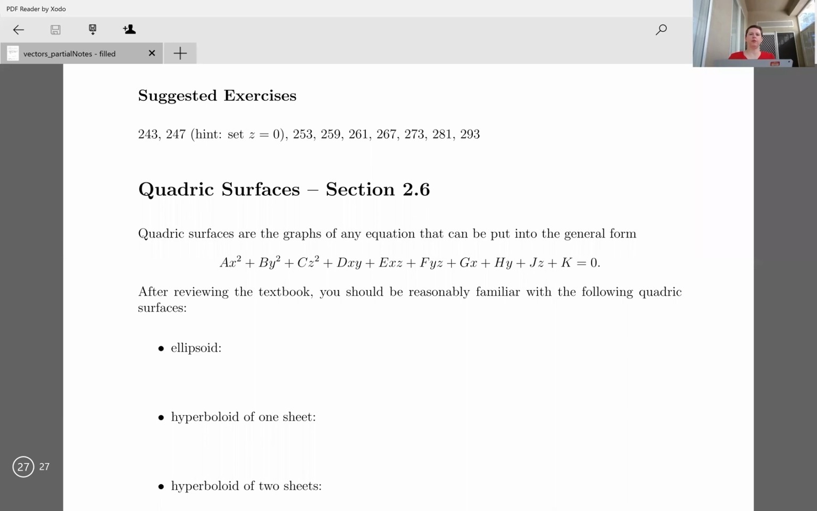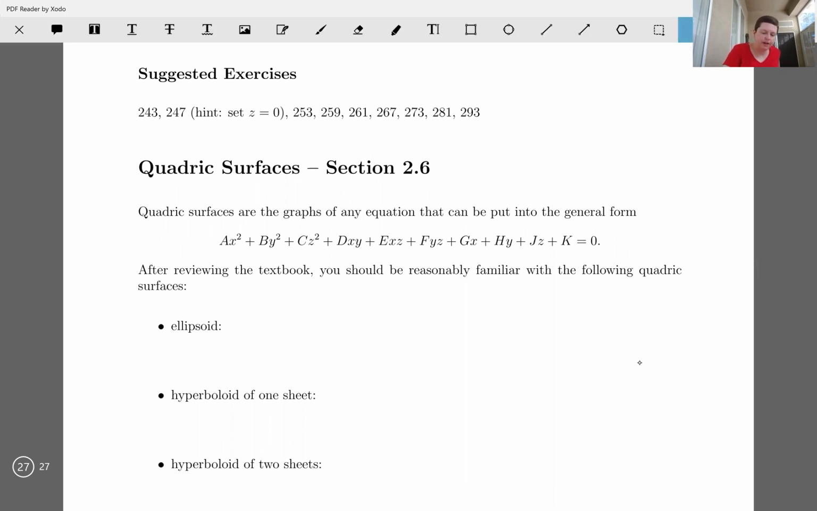All right, so now we're going to talk about quadric surfaces. The book has some awesome pictures, and so I'm just really not going to be the one to destroy that. So I'm going to refer you to the book for the pictures, but let's look at them a little briefly here, and I do mean briefly.